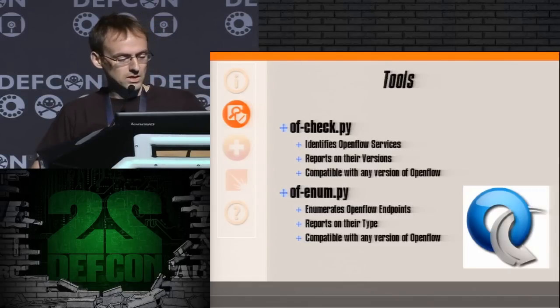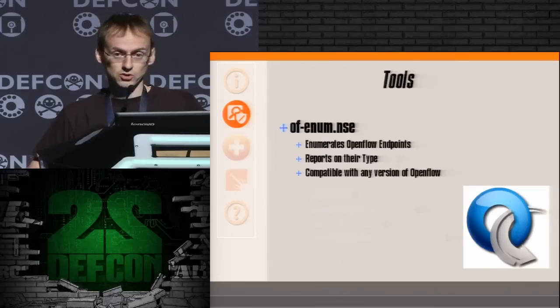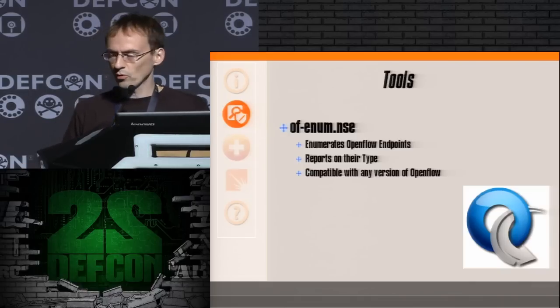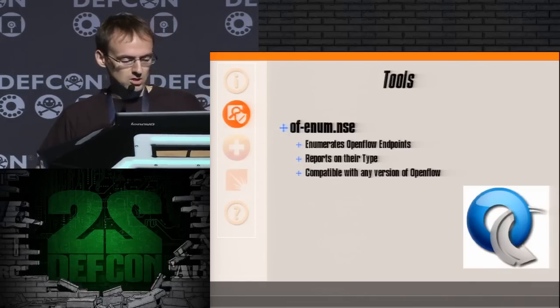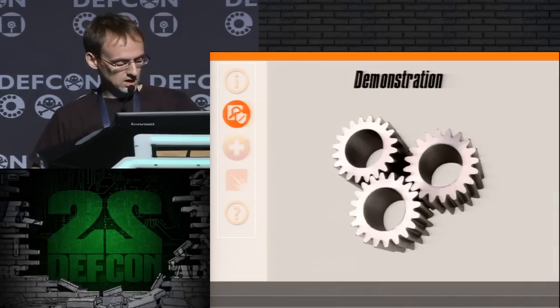Okay. All right, now, for those who don't play around with Python too much, there is also an Nmap script to add that capability to Nmap. Same functionality as OFEnum. Enumerates OpenFlow endpoints, reports on their type, whether it's a controller or a switch. So let's go ahead and identify some right now.